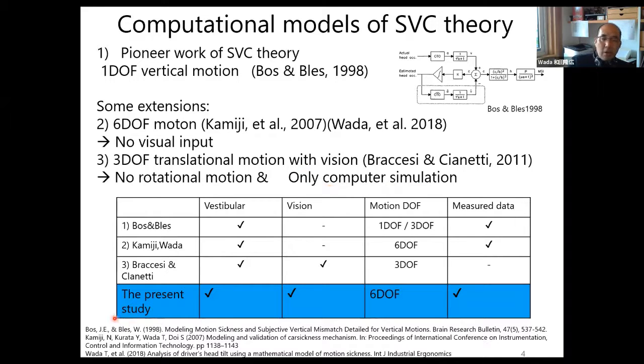Therefore, in the present study, we develop a computational model that can predict motion sickness and that can deal with visual and vestibular input for six degrees of freedom motion with measured data.